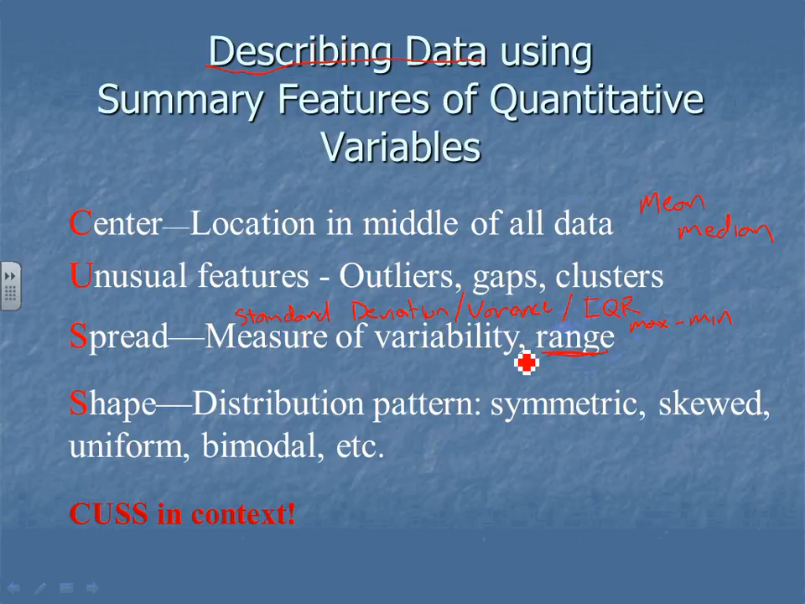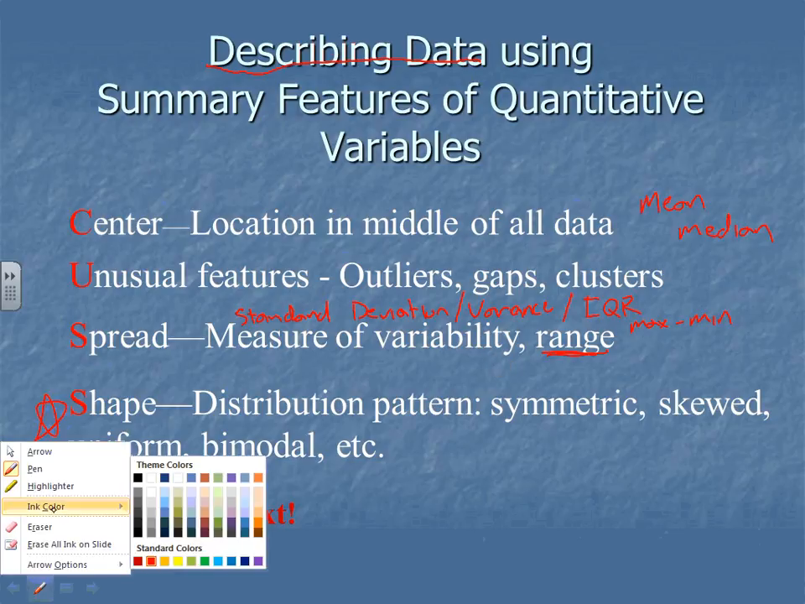IQR stands for interquartile range. Those are different things we will learn in the future, okay? Right now, today, we're just going to talk about the range of max versus min, but we can use different ways to describe the spread of your data. And then the shape. How is our data distributed? Examples of the shape are symmetric, skewed, uniform, bimodal. We will go over today the different shapes that you will see in our data if you look at either a stem plot or a histogram. For right now, to introduce shape, we're going to look at just stem plots. I'm going to change up my ink color again.